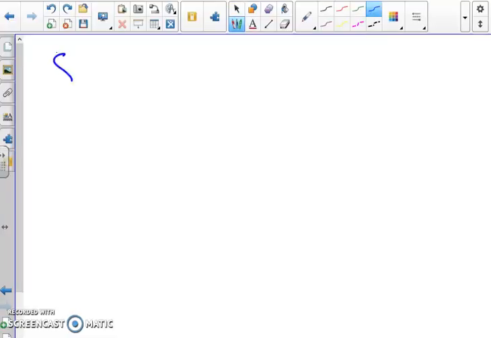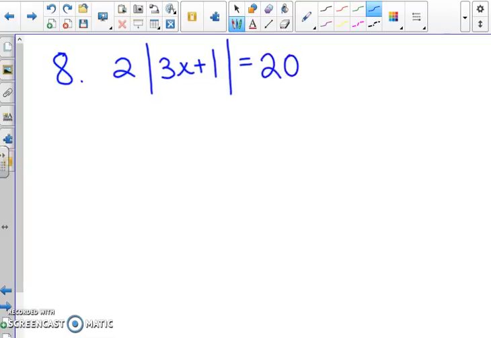All right, so we're going to have one last question involving absolute value equations. And here's what we've got. We've got 2 times the absolute value of 3x plus 1 is equal to 20. So our step 1 says we have to isolate the expression with absolute value.